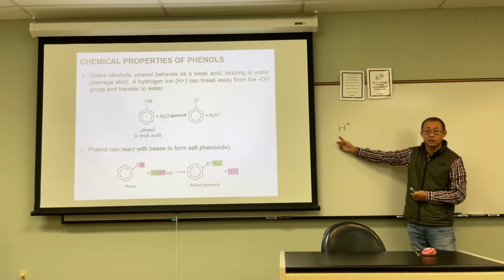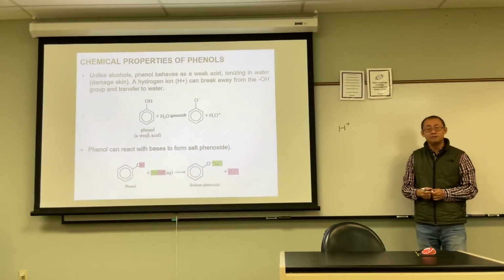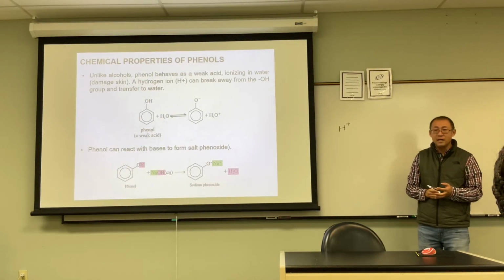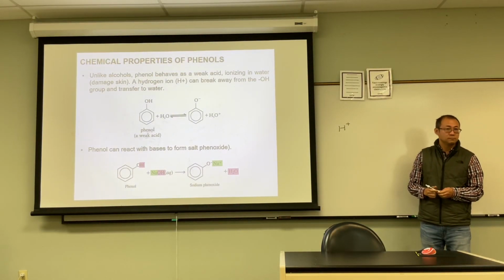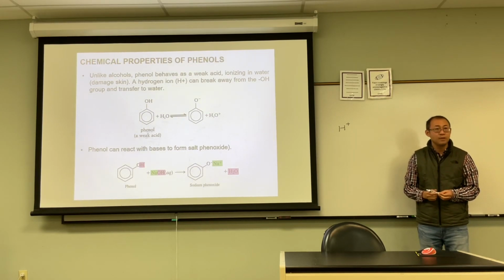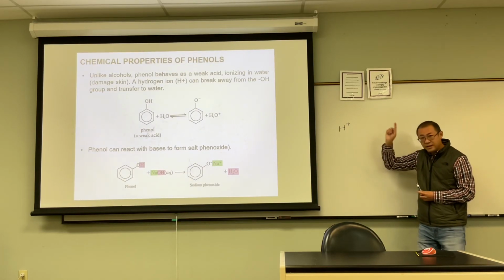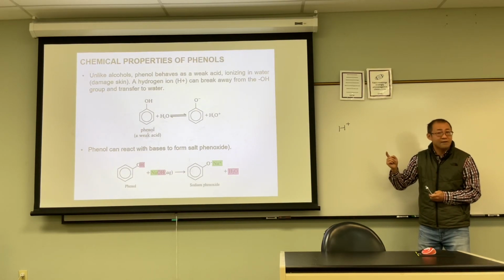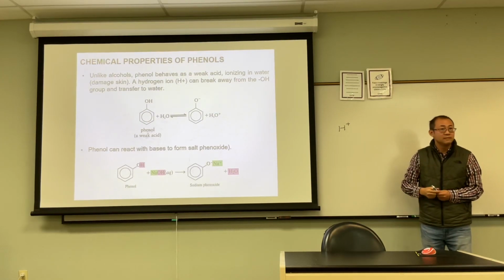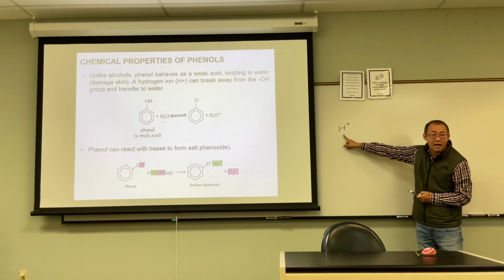Okay, hydrogen plus. A little background. A hydrogen atom has one proton and one electron. Hydrogen plus, meaning the electron is gone. So what's left? A proton. That's why we call this hydrogen plus ion.